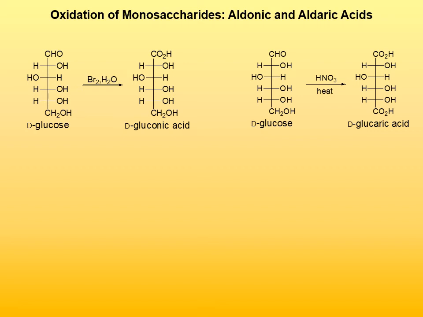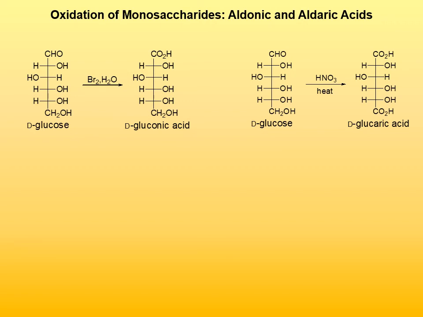On the other hand, oxidation with stronger oxidizing agents, such as nitric acid, oxidizes both the aldehyde functionality and the primary alcohol functionality. And then the product is the corresponding aldaric acid. In this case, glucose is oxidized to glucaric acid. So in this case, we have two carboxyl groups. Both the aldehyde function and the primary alcohol function have been oxidized to carboxyl groups. So the product is a dicarboxylic acid.